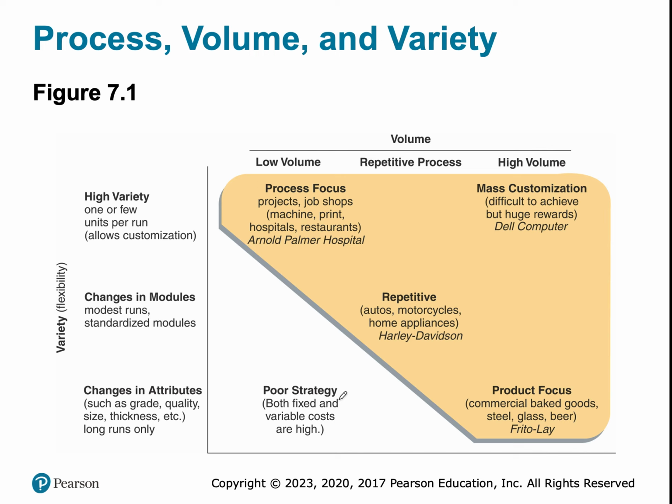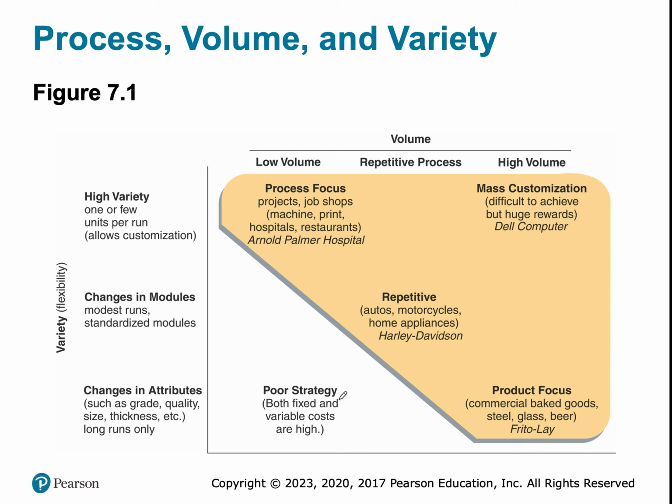So for example, let's take a look at them one by one. Process focus strategy: if you have it, both fixed and variable costs are high. When at the end of the day your fixed costs and your variable costs are high, you know your fixed costs, right? Like your cost of building, cost of your machineries and all of this. These are your fixed costs. Your variable costs may be cost of raw material, cost of inputs, and so on. These are your variable costs.